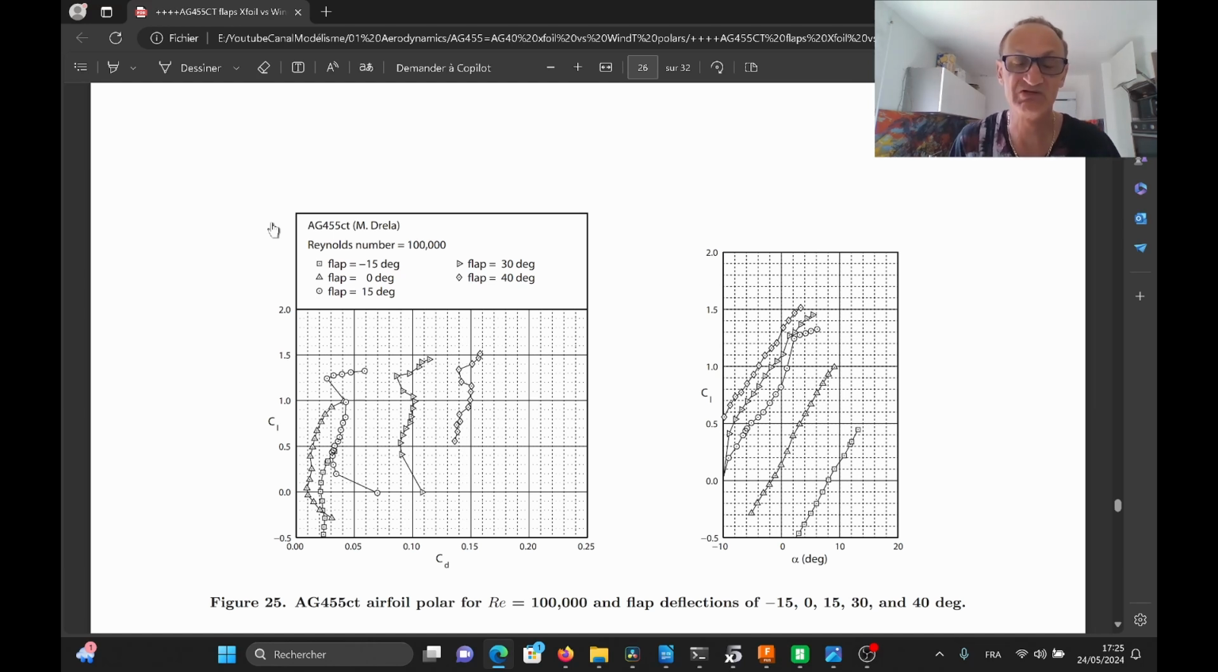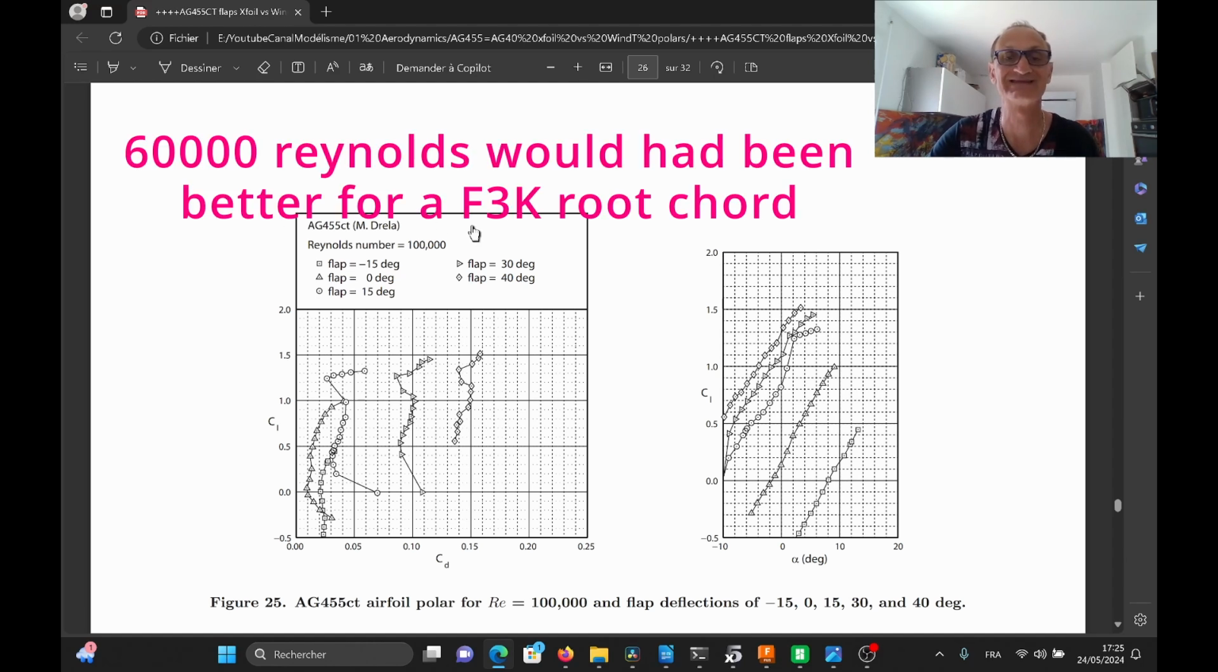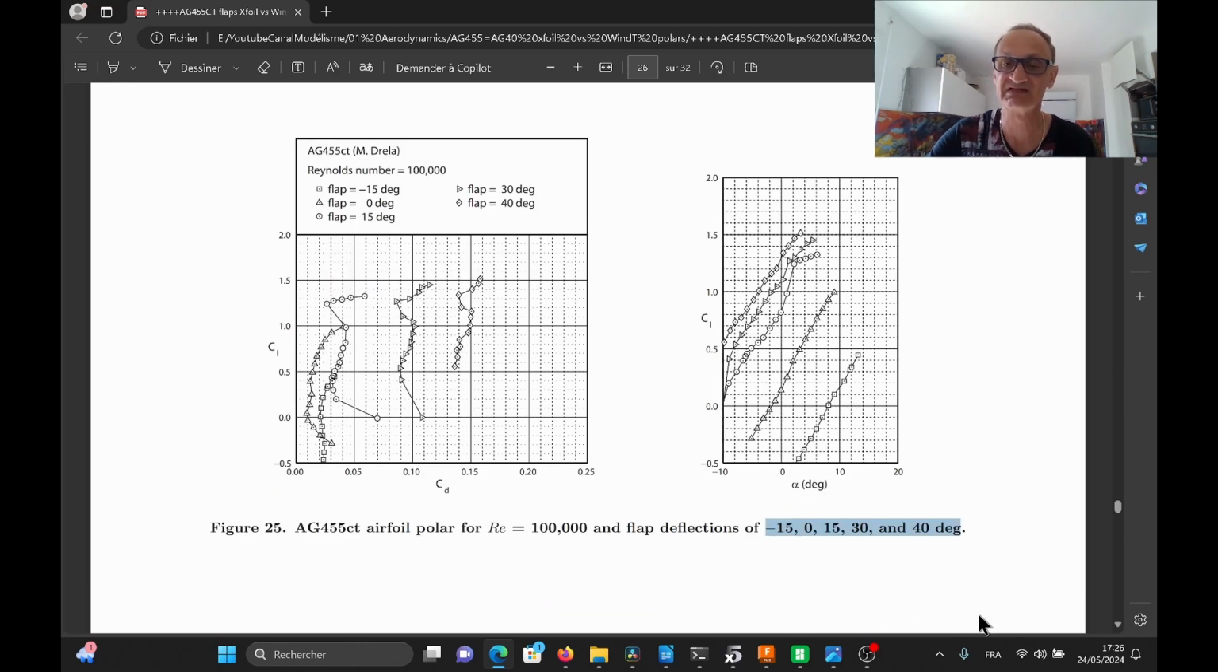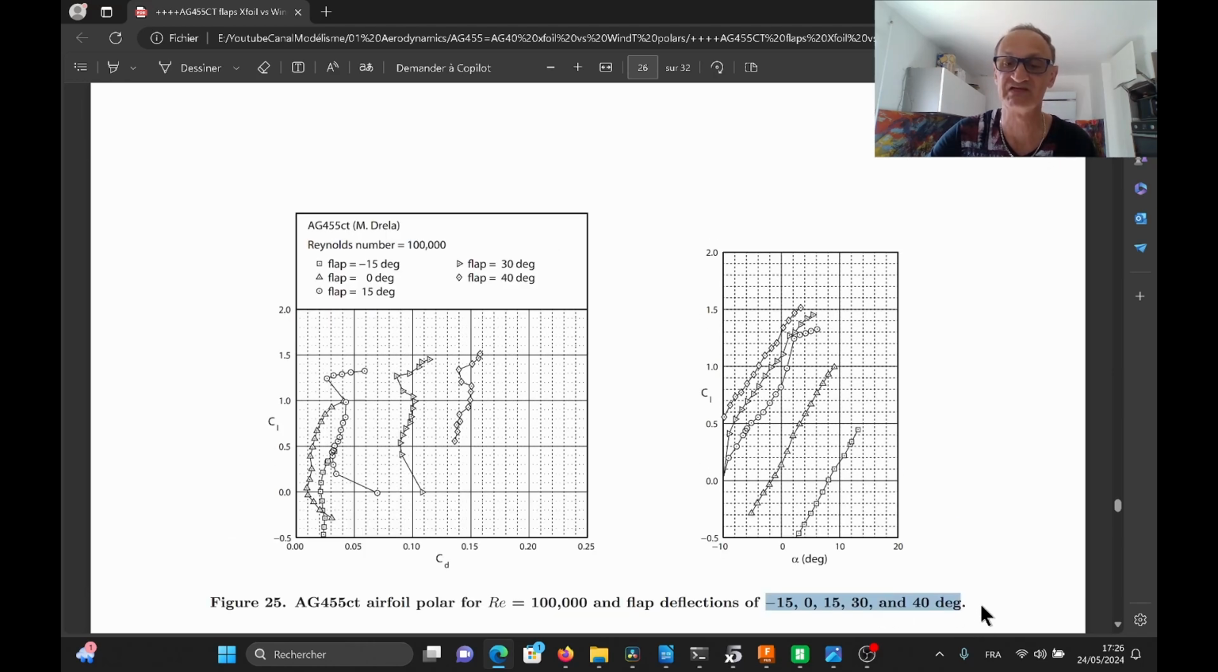It's likely to be a F5G rather than F3K, but we have no other data available. I would have liked to have a drawing at 60,000 Reynolds for F3K. It would have been more relevant, but we don't have it. We need to deal with this drawing exactly. So you can see that we have these flap values: minus 15, 0, 15, 30, and 40 degrees.